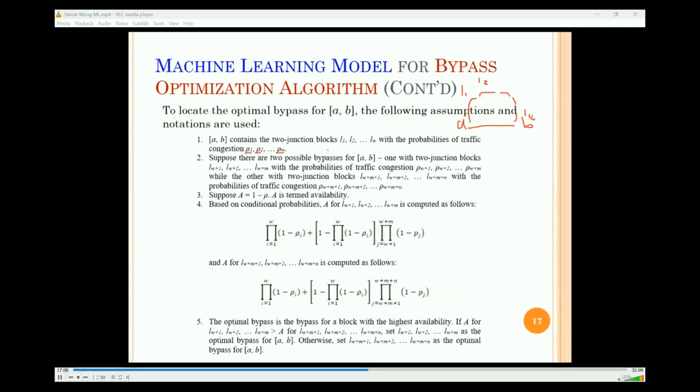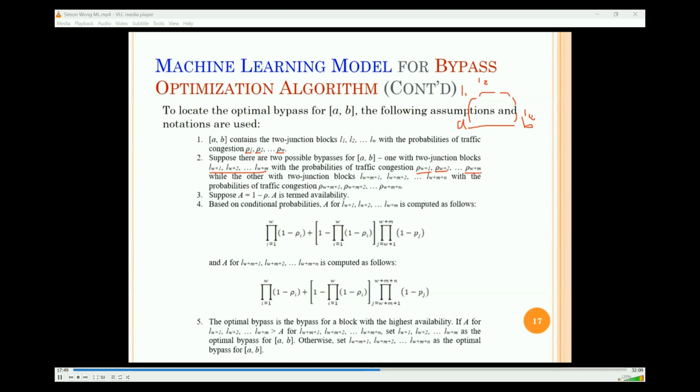And suppose there are two possible bypasses for the AB block. One with two junction blocks, with the probabilities of traffic congestion rho. I use L sub W plus 1, L sub W plus 2 and so on, and these are the probabilities rho sub W plus 1, rho sub W plus 2 and so on, until rho sub W plus M.